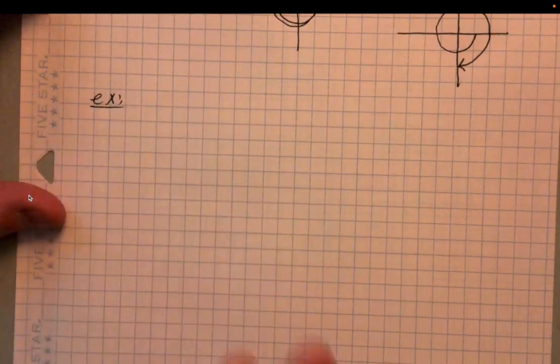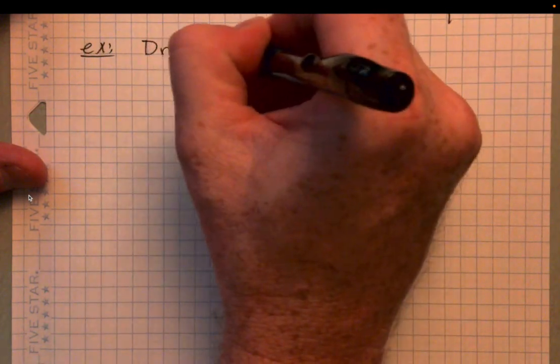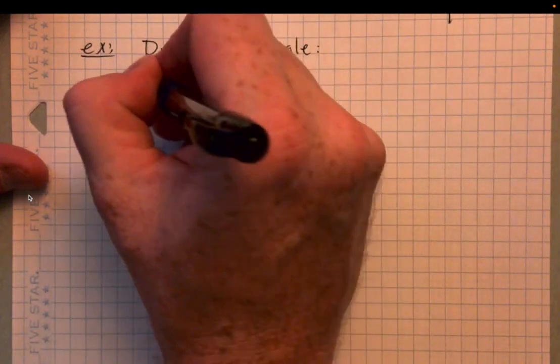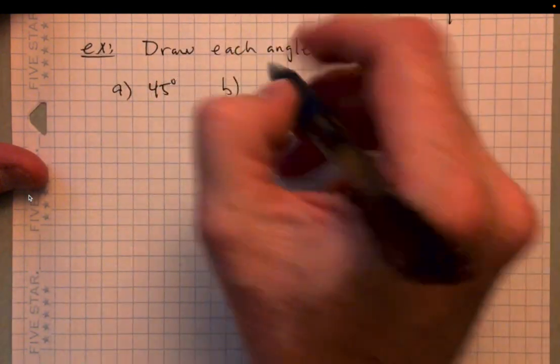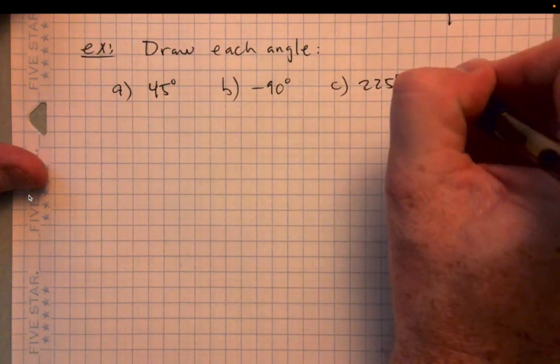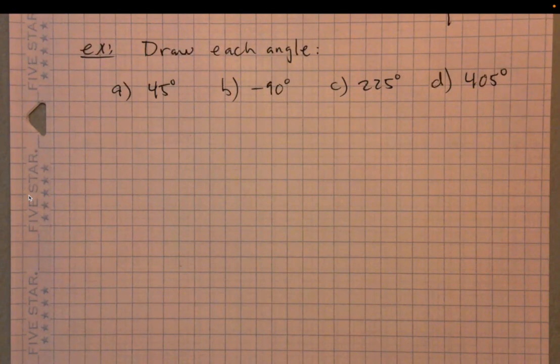Okay, so let's do an example. A key thing that you need to be able to do after this lecture is draw angles, that is, provide a reasonable drawing of what an angle looks like. So draw each angle. I'll give you a couple of examples here. A, a 45 degree angle. B, a negative 90 degree angle. C, a 225 degree angle. And D, a 405 degree angle. Okay, so let's draw these.